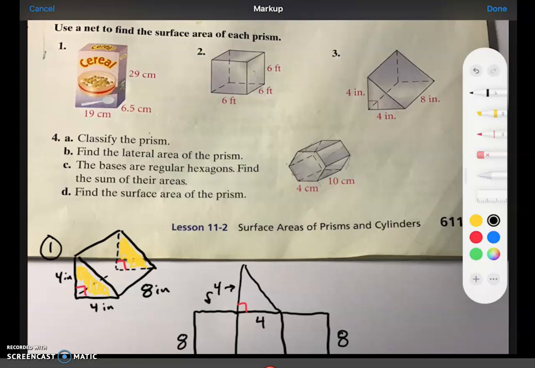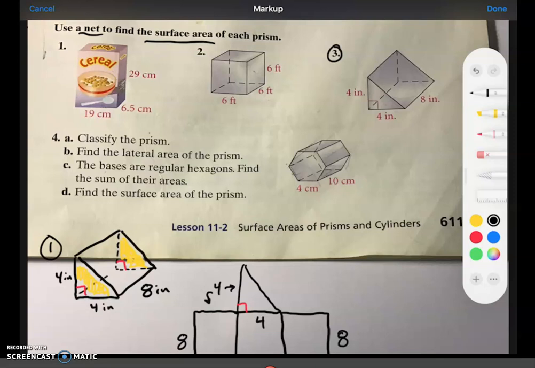All right, I'm going to do page 611, and we're going to start with number 3 here. The directions say make a net and then find the surface area. All of these problems are going to take a little bit of time to do. You can't just rush through them. You're going to draw a net.